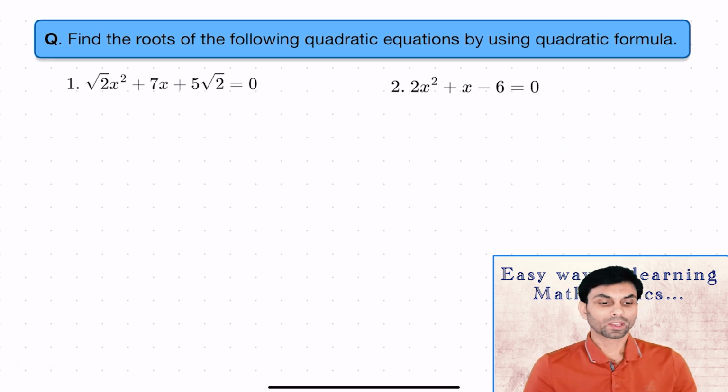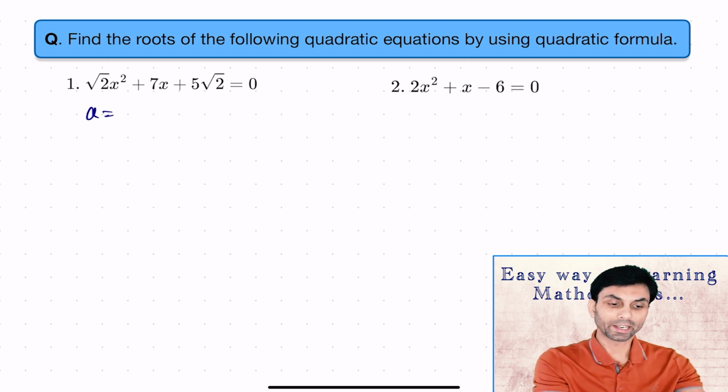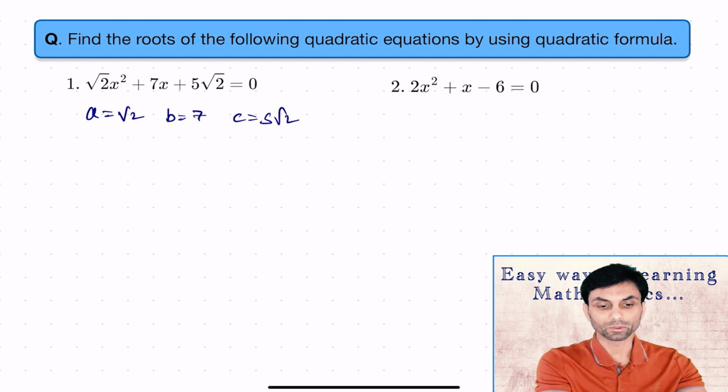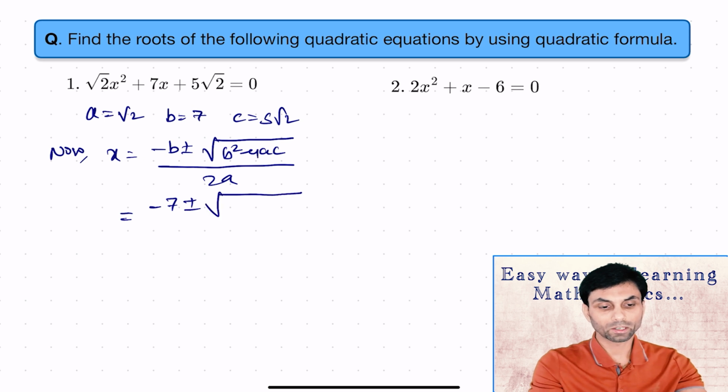Next question is, find the roots of the following quadratic equations by using quadratic formula. So let's try to find out using the quadratic formula. So first of all, in this case, what we'll do, we'll list down a, b and c value. So here the value of a is root 2, the value of b is 7, and the value of c is 5 root 2. Now we'll take quadratic formula, that is x equals to minus b plus minus square root of b square minus 4ac upon 2a.